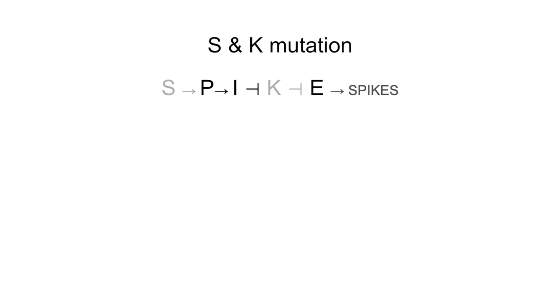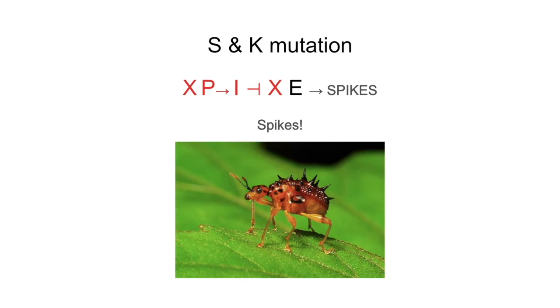The last mutation is the mutation of S and K. S will not stimulate P, so P cannot stimulate I to block K. However, K already is mutated so that it cannot block E, so the only part of this network we have to focus on is E. And we know that E stimulates the production of spikes. So in this case, spikes are produced.